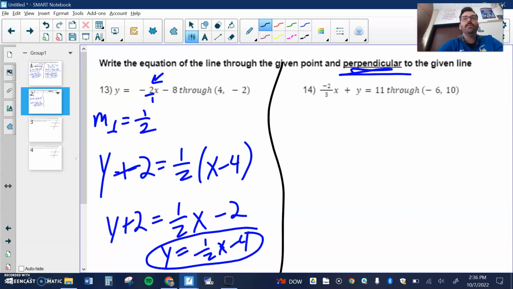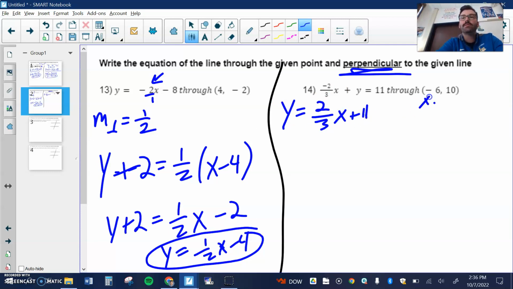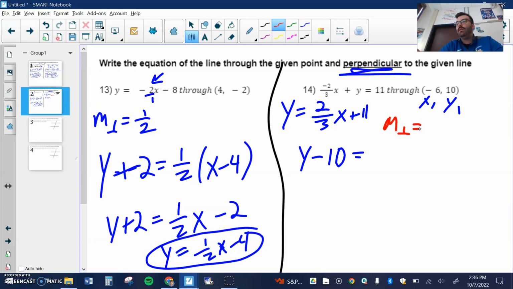y equals 1/2 x minus 4. Boom. On to 14. Is this in y equals mx plus b form? No, it is not, so I have to add the 2 over 3 x, so I get y equals 2/3 x plus 11. Then x1, y1: y minus 10 equals, what's my perpendicular slope? I forgot to talk about it. The opposite reciprocal of positive 2/3 is negative 3 over 2.